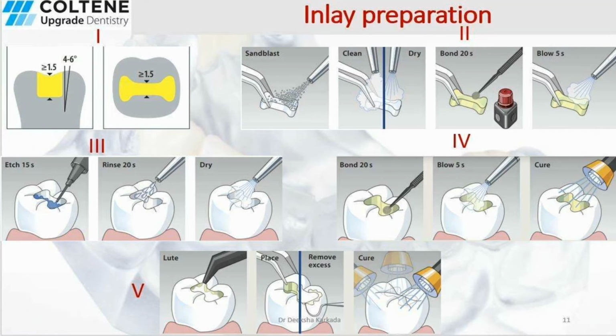For an inlay preparation, firstly we prepare the cavity with a minimal wall thickness of at least 1.5 mm. Secondly, we sandblast and bond the inlay that is milled. Thirdly, we etch the tooth, rinse and dry it. Fourthly, we bond the tooth and cure it. And finally, we lute the inlay with luting agent, then cure it and remove the excess.